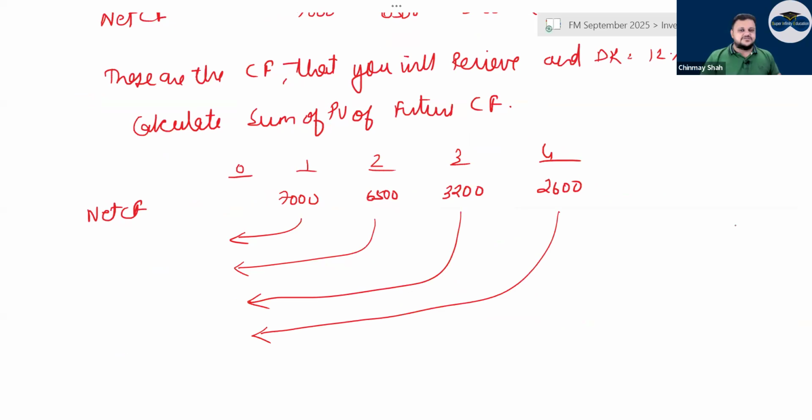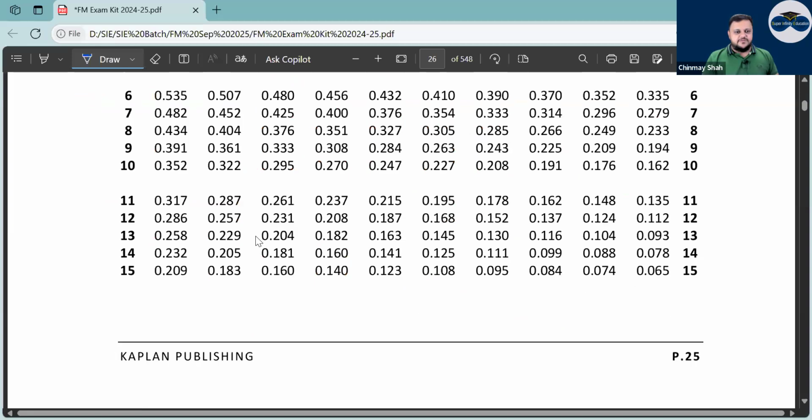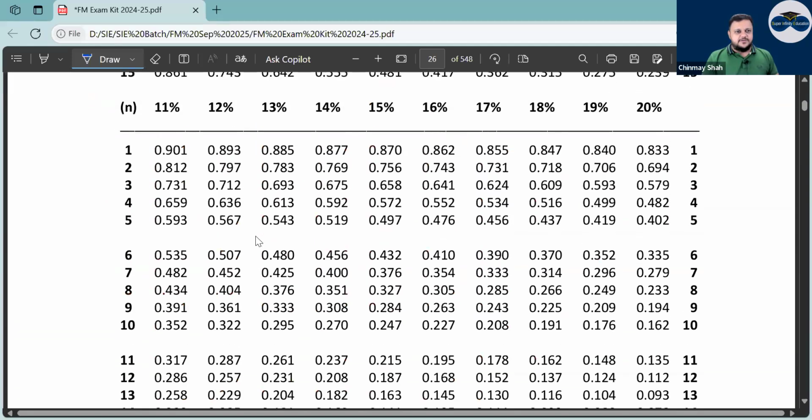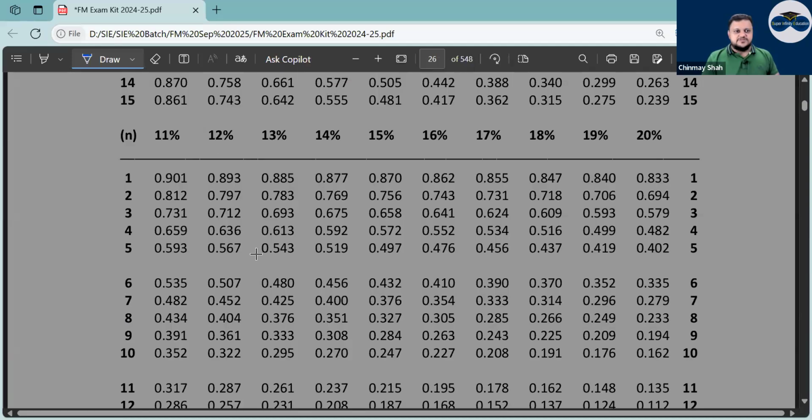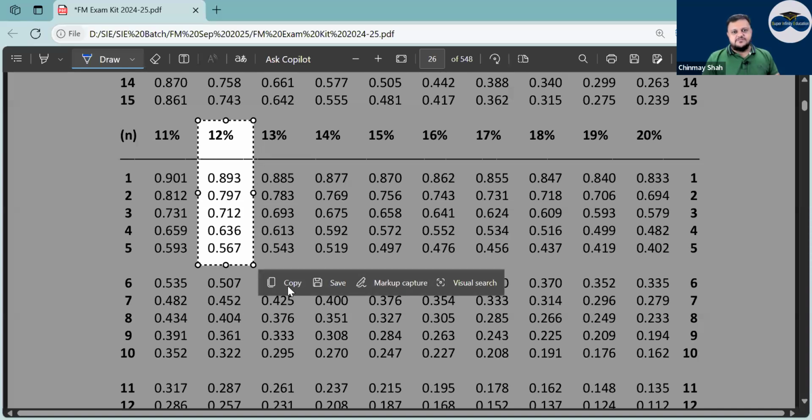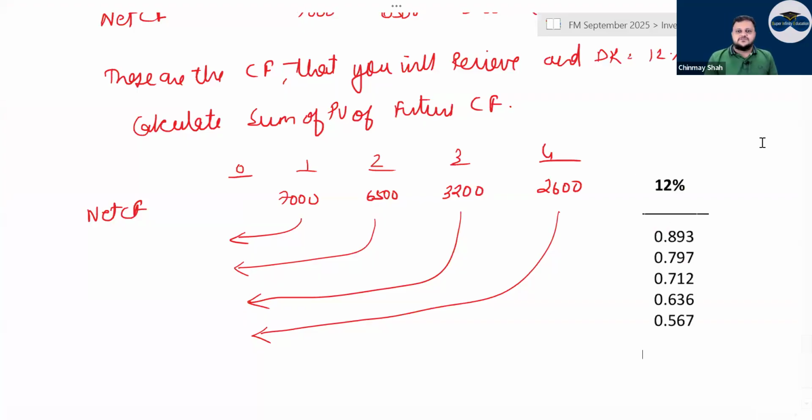Chalo Rachel, do it. This is the discounting table. I'll take a screenshot of the discounting table and put it up on the screen for easy reference. This will be available in the exam, so you need not worry about it. These are the factors. Do you need my help here? Chalo. Get all the cash flows to 0 here.